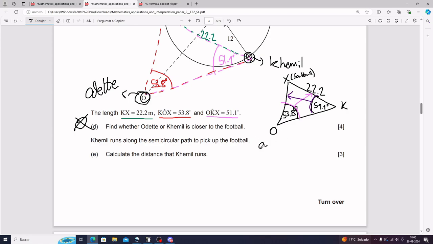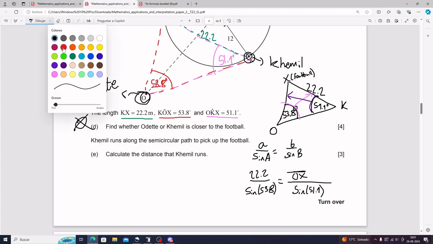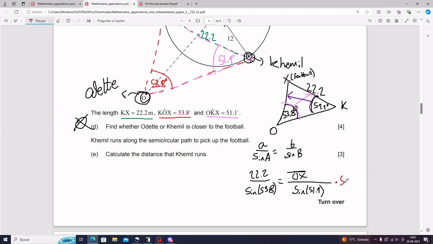So again, the formula is a divided by sine big A equals b divided by sine big B. So in this context, for the first pair, I will use the one in pink. So the first pair is 22.2 divided by sine of 53.8, equaling the distance you're trying to find, OX, so the distance OX divided by sine of 51.1. And now we make sure to not do the same mistake from before. If you want to get OX alone from here, because it's at the top, you can just multiply by sine 51.1 to both sides.